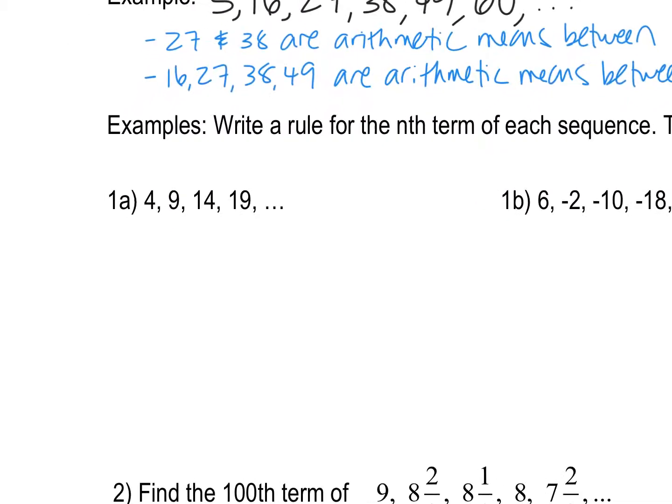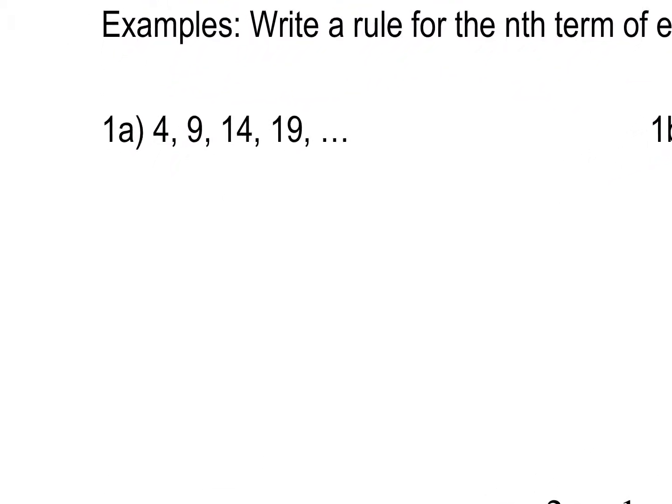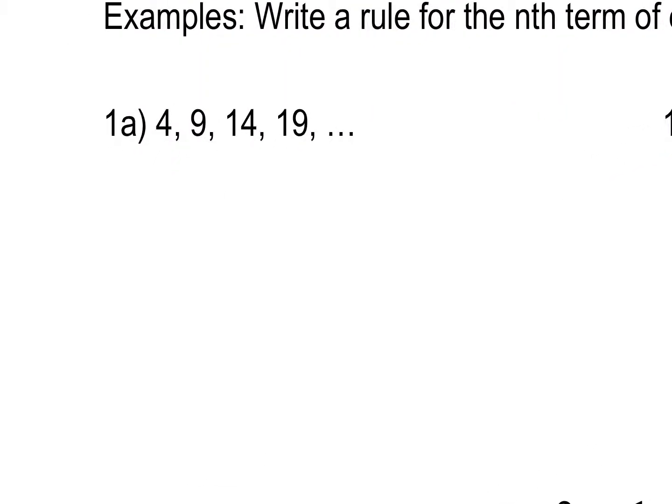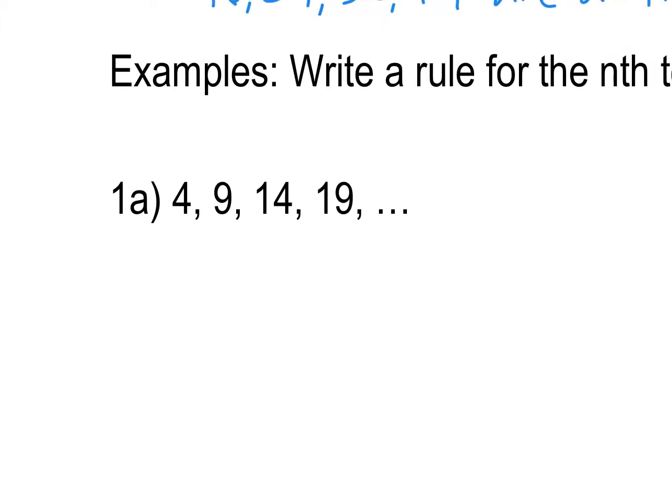Let's go right into the very first example. It says write a rule for the nth term. So the first thing you're going to want to do is figure out what we are adding each time. It looks like we're adding 5 each time. And that's what makes this an arithmetic sequence. FYI, a little bit later in the chapter, if you're multiplying by a certain number to get each next term, that's a geometric sequence. We'll get to that later. These are arithmetic, and since I'm adding 5 each time, that means my D is 5. If we were subtracting 5 each time, the D would be negative, okay?